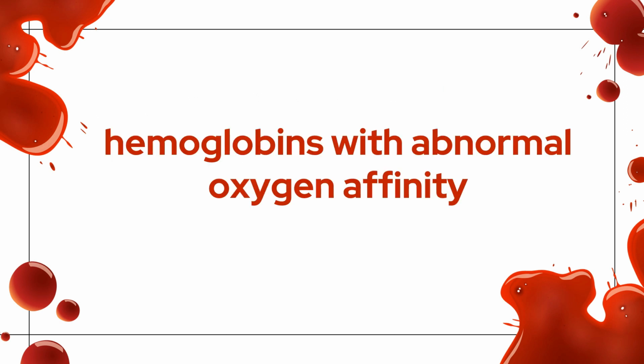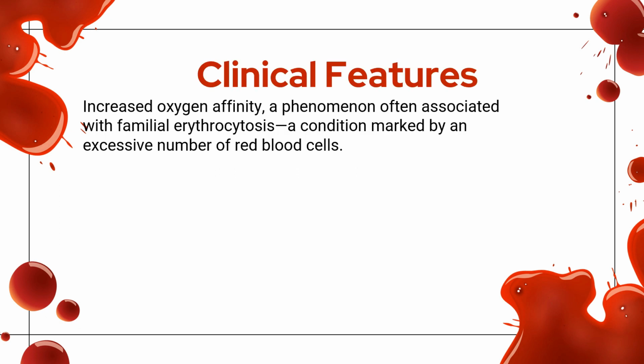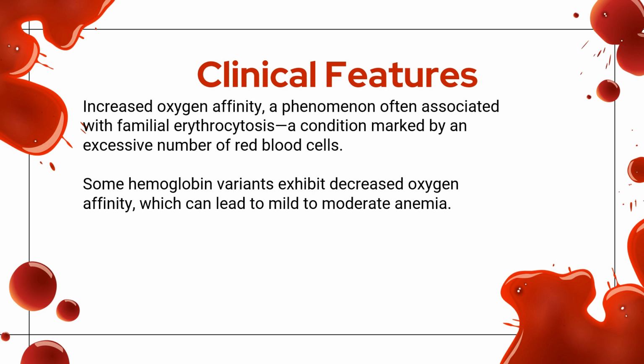Now we embark on a fascinating exploration of hemoglobins with abnormal oxygen affinity. Within our bloodstream, there exists a multitude of hemoglobin variants, each with its own unique characteristics. Among them, the majority display increased oxygen affinity, a phenomenon often associated with familial erythrocytosis, a condition marked by an excessive number of red blood cells. Conversely, some hemoglobin variants exhibit decreased oxygen affinity, which can lead to mild to moderate anemia.